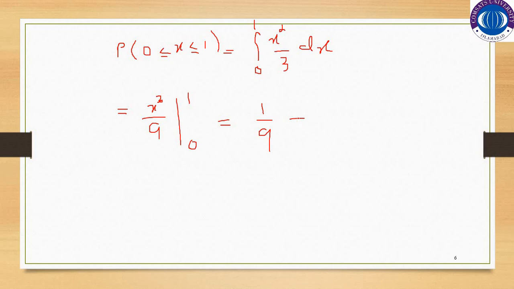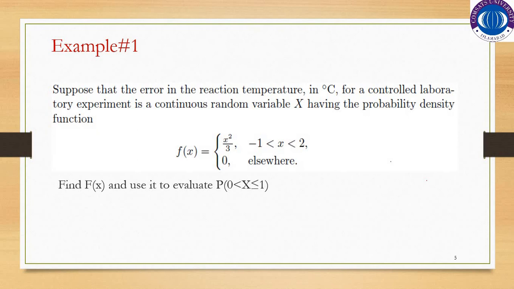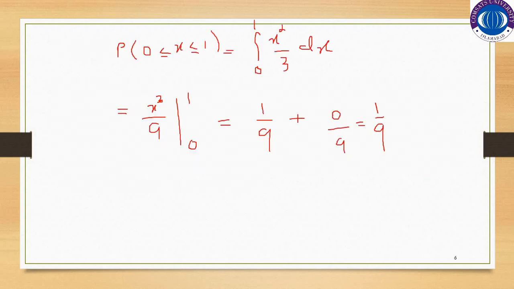अपर लिमिट आप पहले सब्स्टिट्यूट करेंगे, which is 1 by 9 प्लस फिर लोअर लिमिट सब्स्टिट्यूट करेंगे 0 by 9 which is equal to 1 by 9. So you are getting the same answer as you have got by using the cumulative distribution function. वो इसलिए किया था because the question is find capital F of x and use it to evaluate probability 0 less than x less than equal to 1. उसको use करना था. That's why वो उस तरीके से किया था. आप उसको इस तरीके से करें या इस तरह find करें. In both cases you will get the same answer.